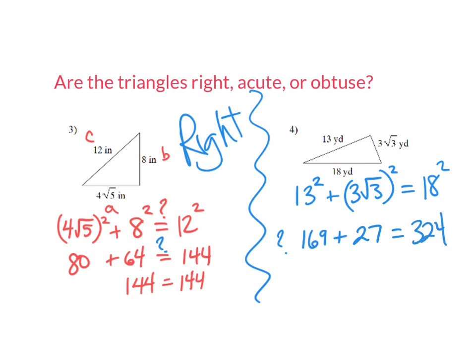Okay, so then why don't you now answer in the Ed puzzle, do you think that this is a right triangle? All right, hopefully you said no, that's not even close to a right triangle. All right, so now let's talk about what do they mean by acute or obtuse.